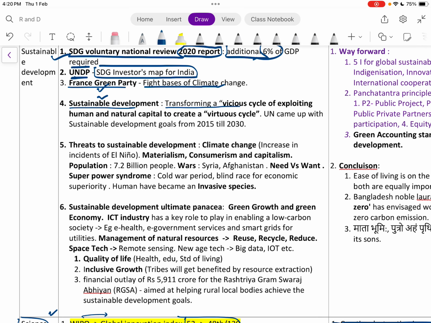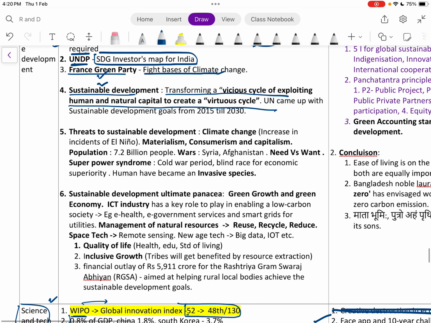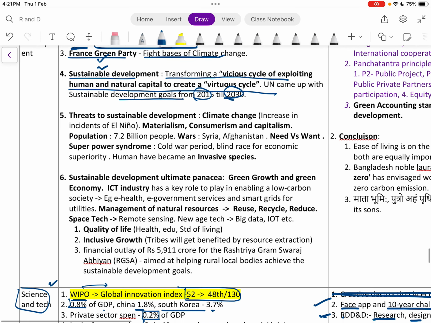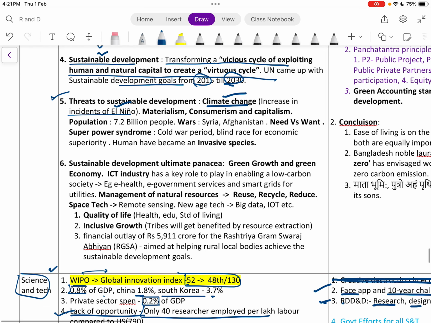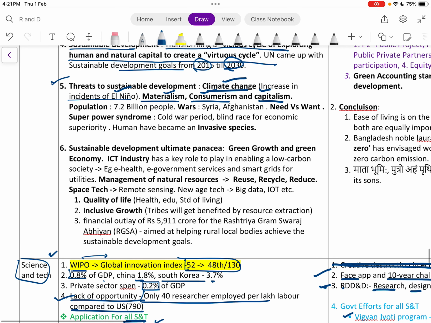Sustainable development means transforming a vicious cycle of exploiting human and natural capital into a virtuous cycle. The UN came up with sustainable development goals in 2015 till 2030. Threats to sustainable development: climate change, increase in the incidence of El Nino, materialism, consumerism and capitalism. Population, almost 7.2 billion people. War in Syria, Afghanistan, need versus want, supreme power syndrome, Cold War period, blind race for economic superiority. Humans have become an invasive species in themselves.